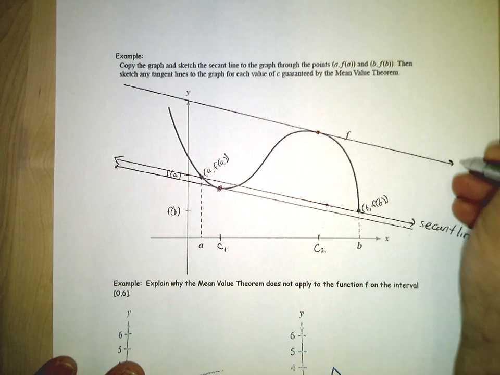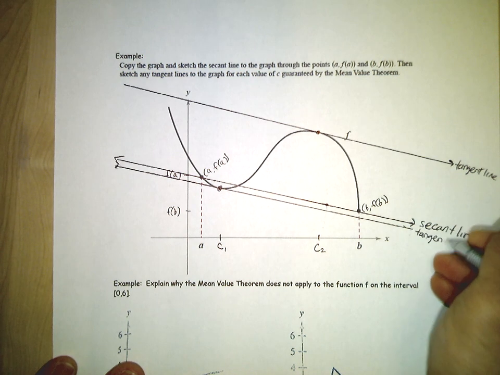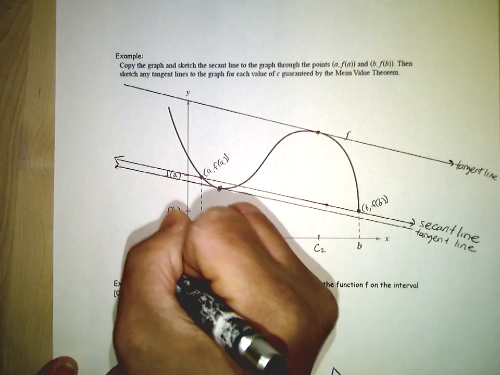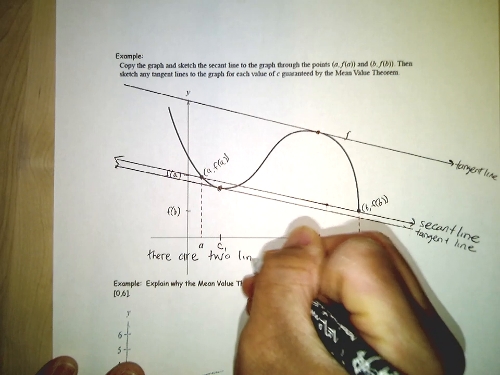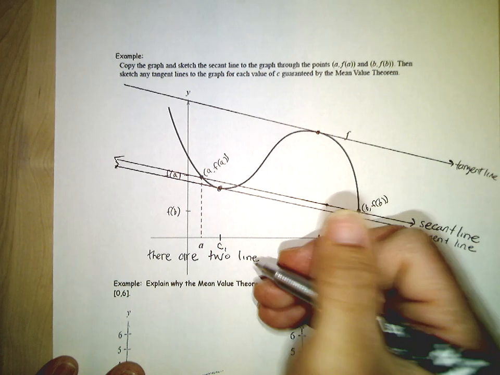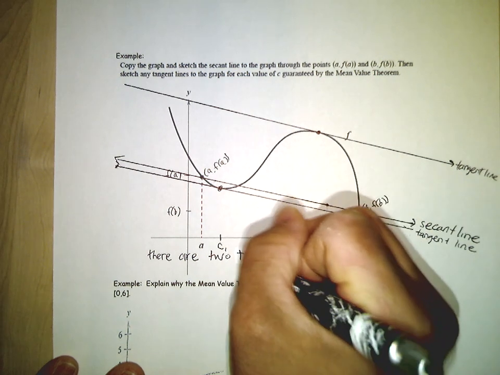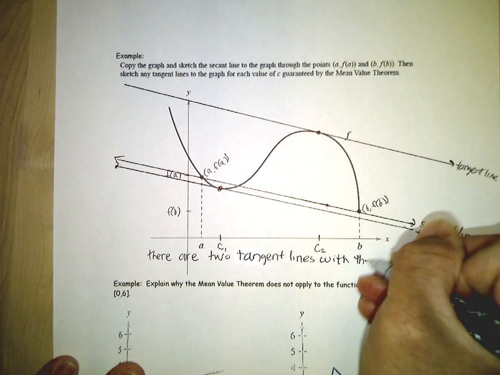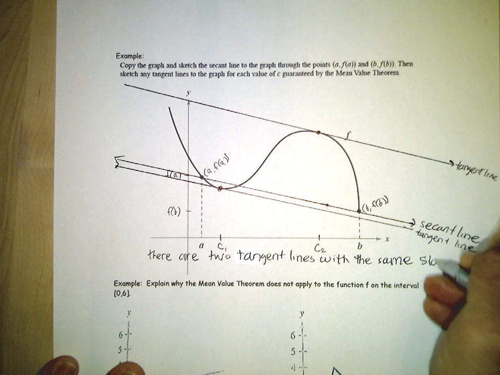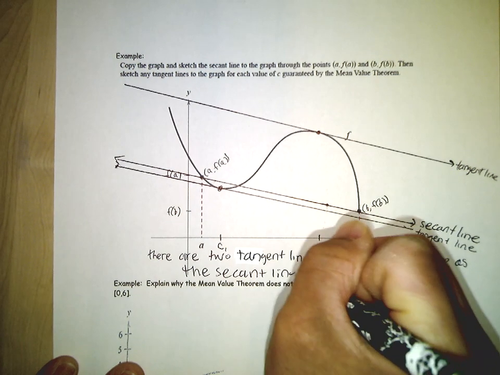So you can see that this is a tangent line, and this is a tangent line, and there are actually, in this case, 2 lines. All right, so 2 tangent lines. So I'll write that more explicitly. 2 tangent lines with the same slope as the secant line. What a time to be alive.